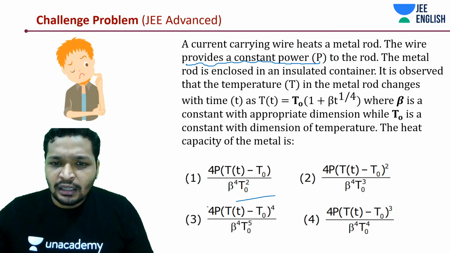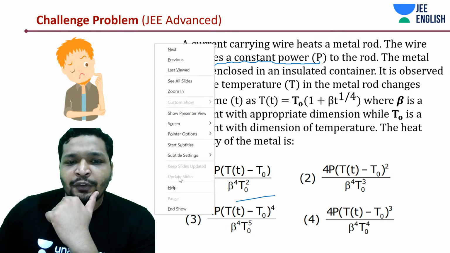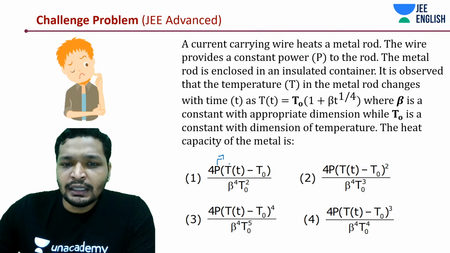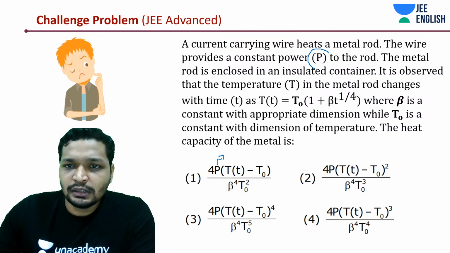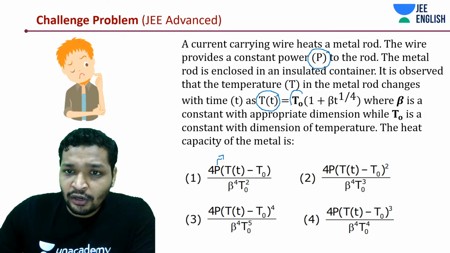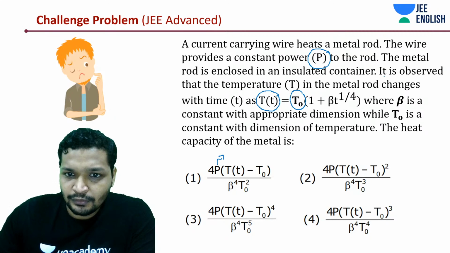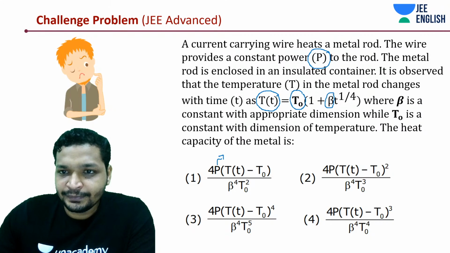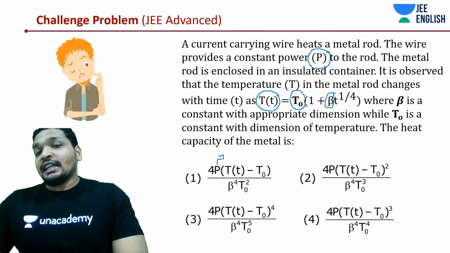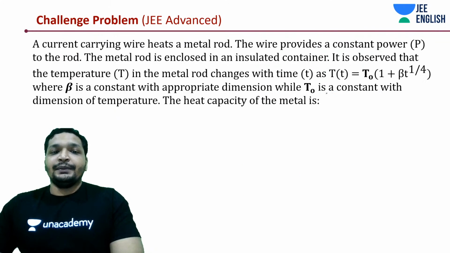Don't think hard. First have a look at the options. If you want to think hard, you can, but not in the exam probably. Your heat capacity should be in terms of P, then in terms of T, T naught, beta. You can't run dimensional analysis here. Yeah, that's it. So let's get into this question. It's actually an easy question. It's basically a mathematical question. Okay, let's do this.